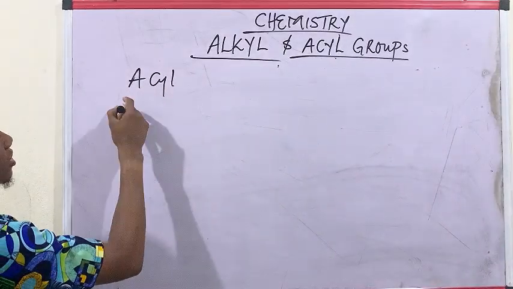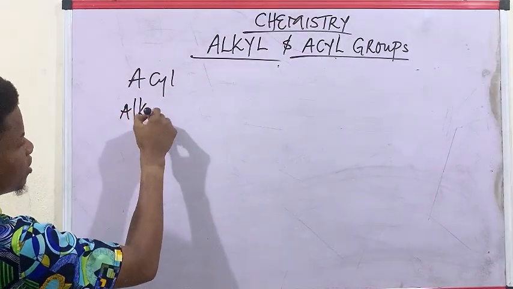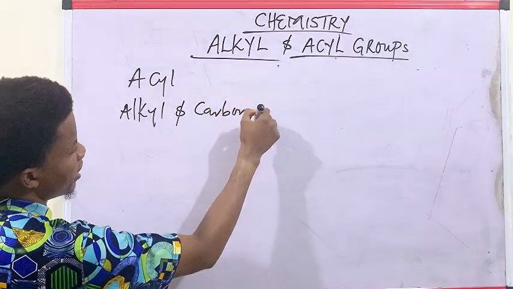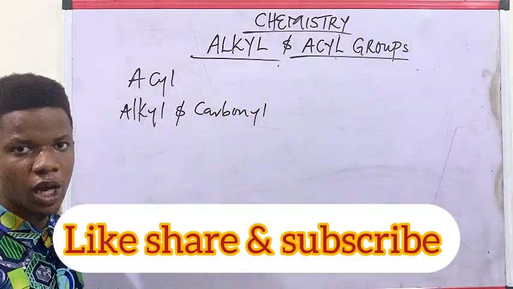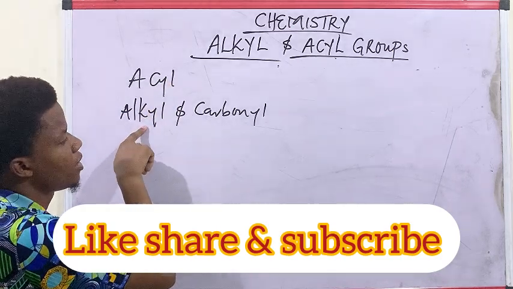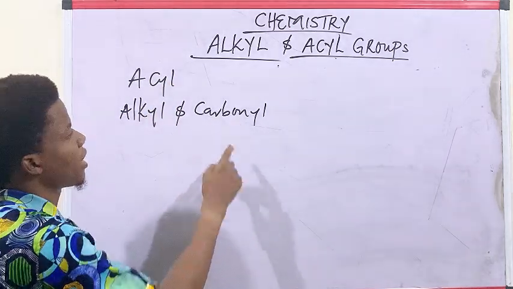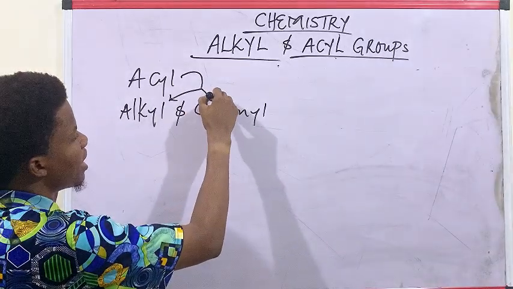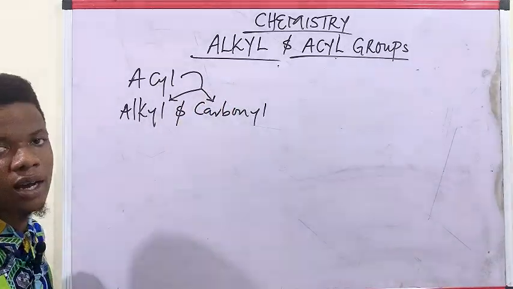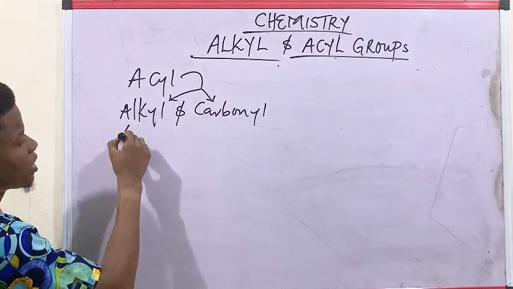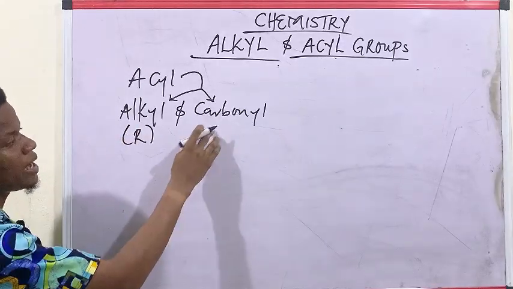Acyl is alkyl and carbonyl. Are you with me? Acyl is alkyl and what? Carbonyl. So this is what you have as your acyl, alkyl and carbonyl. So it means that acyl has what? Alkyl group R and then a carbonyl group.